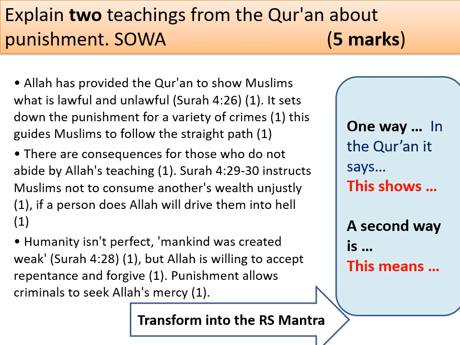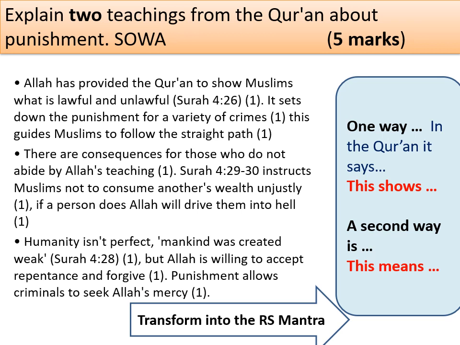Humanity isn't perfect. So again, this is the same surah, it talks about how mankind was created weak, but Allah is willing to forgive those who repent. So the idea that maybe punishment should allow criminals to see that what they've done is wrong, and therefore to seek Allah's mercy in their lives. There's another surah that we will look at in class, which is Surah 2, verse 178, which talks about punishment.